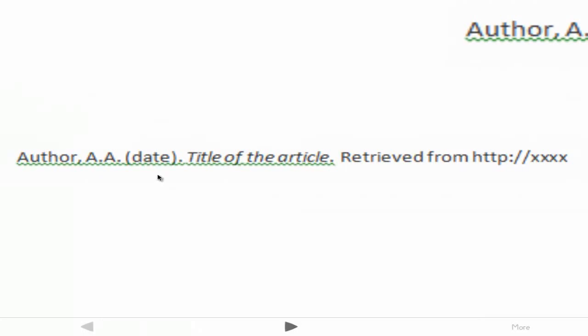Okay, here's an example of a website reference. You begin with the author's last name, first initial, the date within parentheses. The title of the article is italicized, ending with a period, then retrieved from, and then the link.